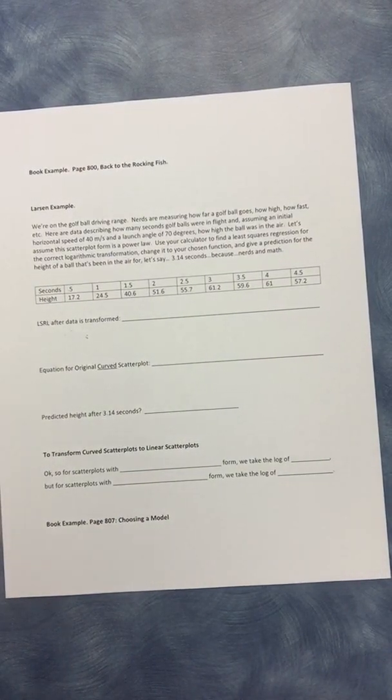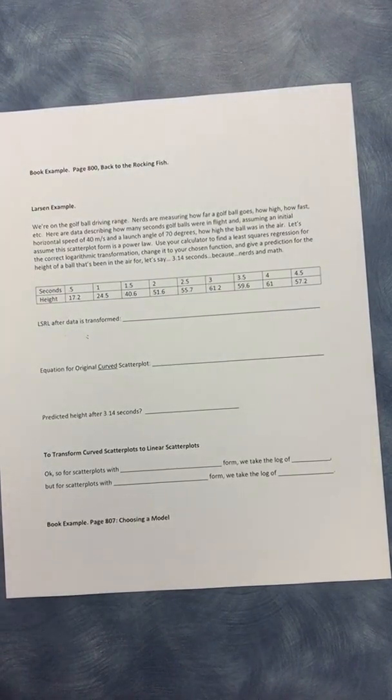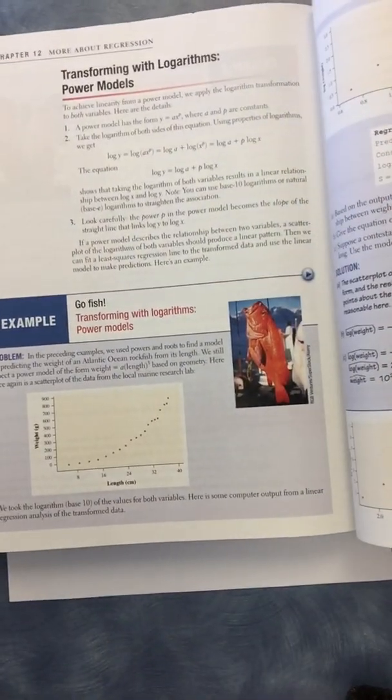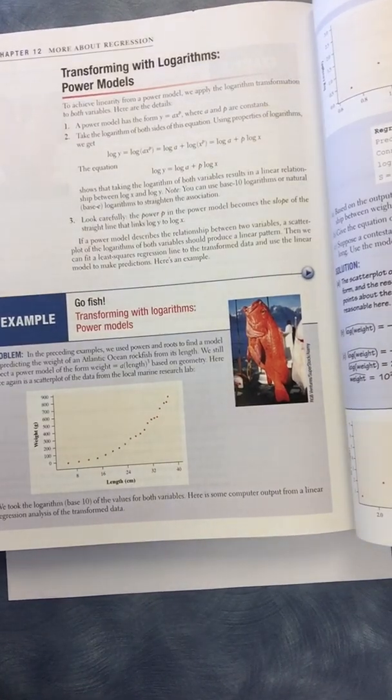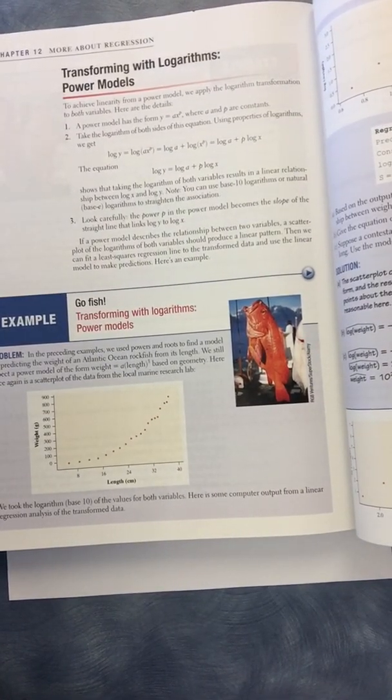Let's go to a book example, shall we? Hopefully there is a picture of an ugly person. I'm gonna get myself a book and go to page 800. And sadly, it's a fish. We already looked at this example once, but we're going to take a different approach to it. In the preceding examples, we used powers and roots to find a model for predicting the weight of the Atlantic Ocean rockfish from its length. Coolest name for a fish, really. We still expect a power model of the form weight equals a times length to the third.